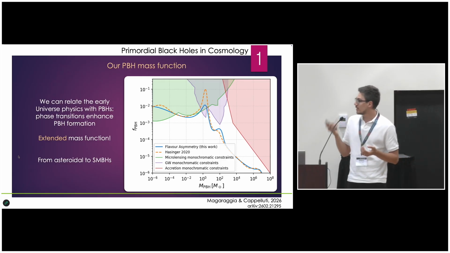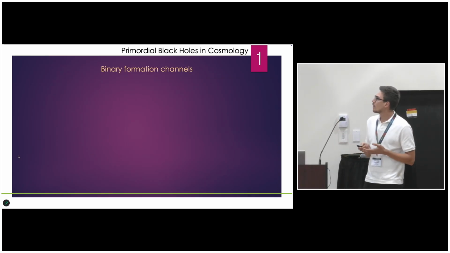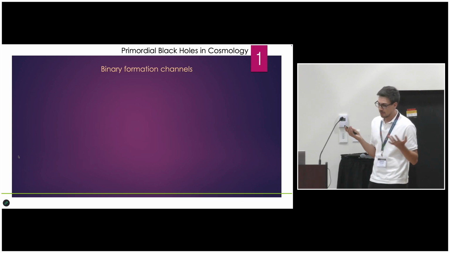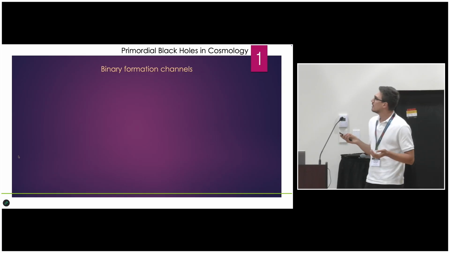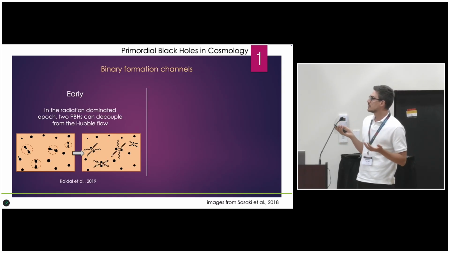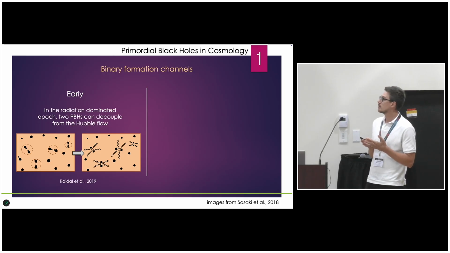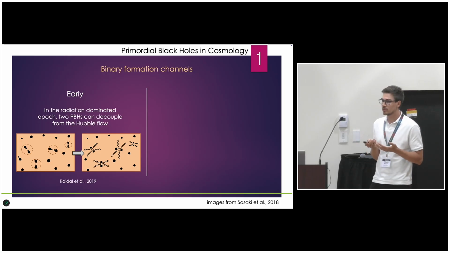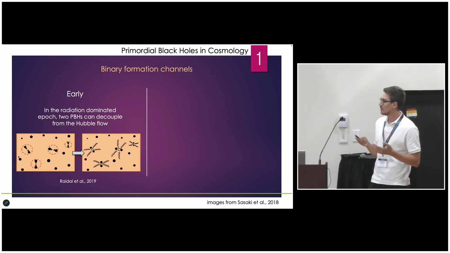It ranges from the asteroidal range to the supermassive black hole range. Now, we talked about PBHs as single objects, but why not talk about binaries? So we have two formation channels, one in the early universe when two primordial black holes decouple from the Hubble flow. They usually avoid head-on collision, and they form eccentric binaries. They emit gravitational waves and they eventually merge.